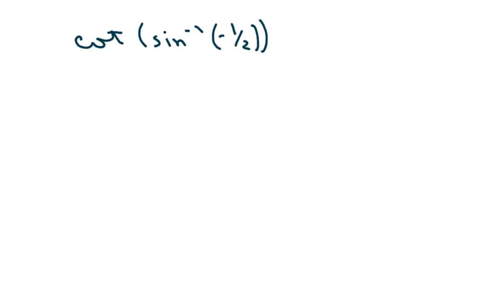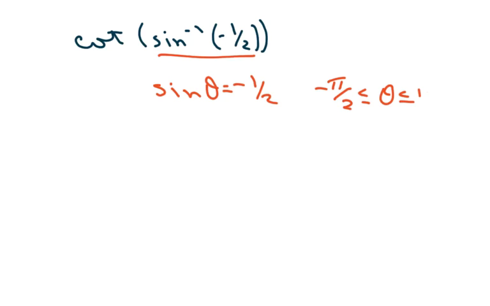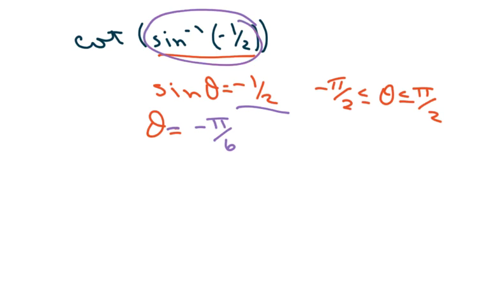Now here we do the same thing. We take our inner function and write sine of theta equals negative 1/2. Our restrictions, again, are negative pi over 2 to pi over 2. And so I know my angle is going to be negative, because this has to be in quadrant 4. So for this one, we get our angle is negative pi over 6. So this whole thing equals negative pi over 6. So I need cotan of negative pi over 6, which equals negative square root of 3.